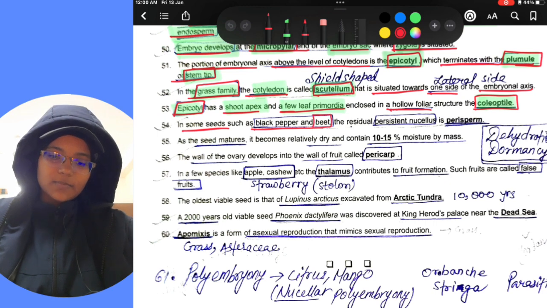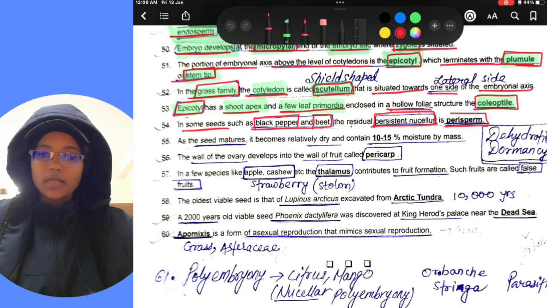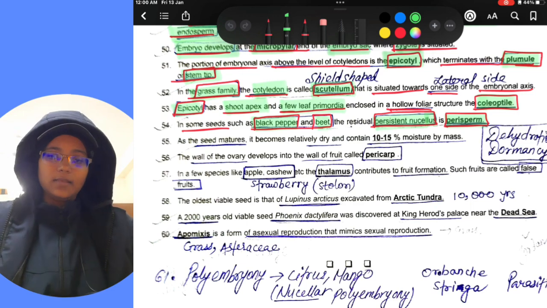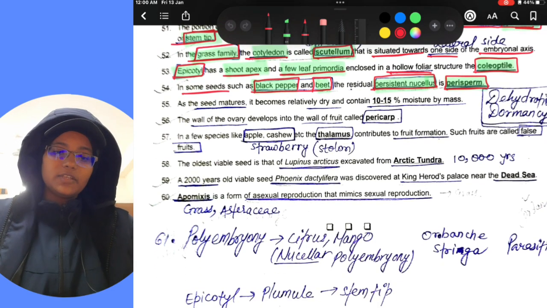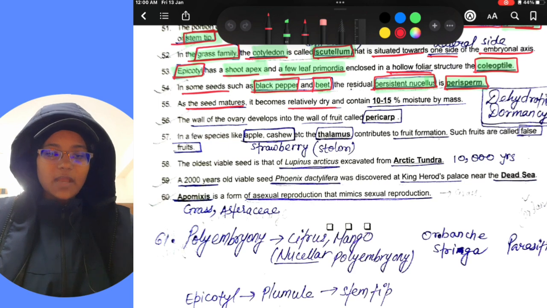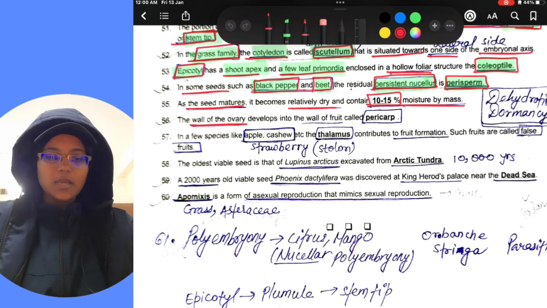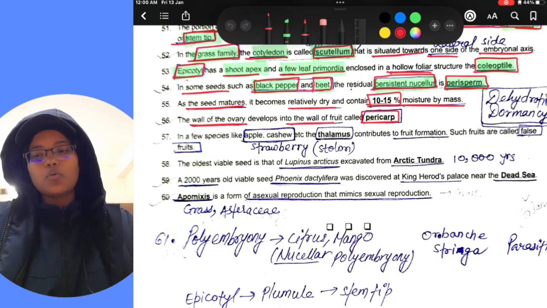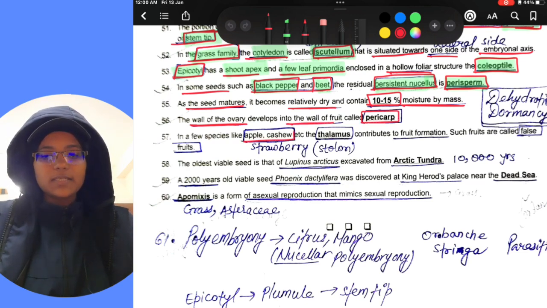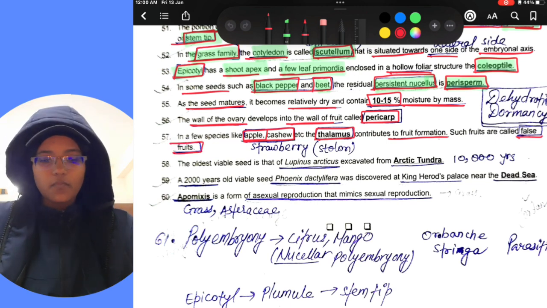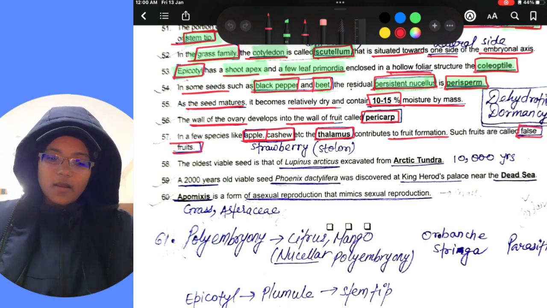In some seeds such as black pepper and beet, the residual persistent nucellus is called perisperm. As the seed matures, it becomes relatively dry and contains 10 to 15% moisture by mass. The wall of the ovary develops into the wall of the fruit called pericarp. In a few species like apple and cashew, the thalamus contributes to fruit formation. Such fruits are called false fruits.